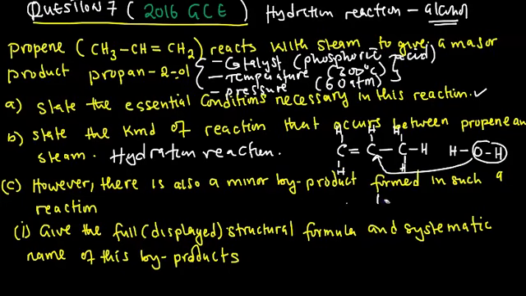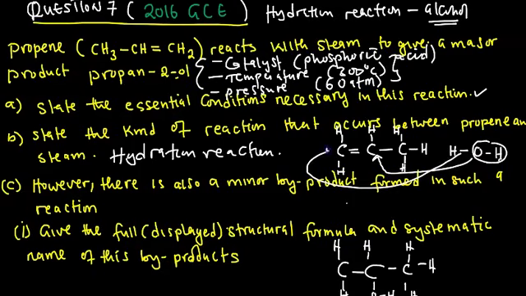Let me just draw it down here. OH will be here, and of course here we are going to find hydrogen. Here is carbon. Here is hydrogen, hydrogen, hydrogen. Then here we have carbon. Now, hydrogen is likely to attach to a carbon that is attached to many hydrogen.